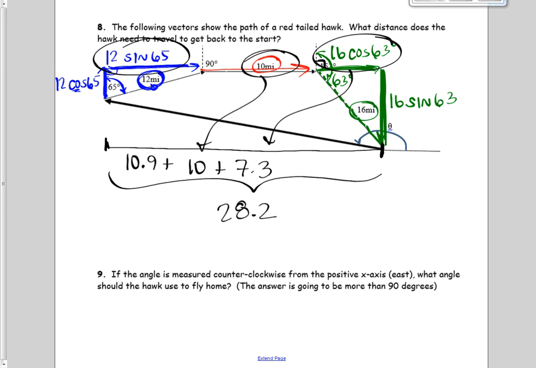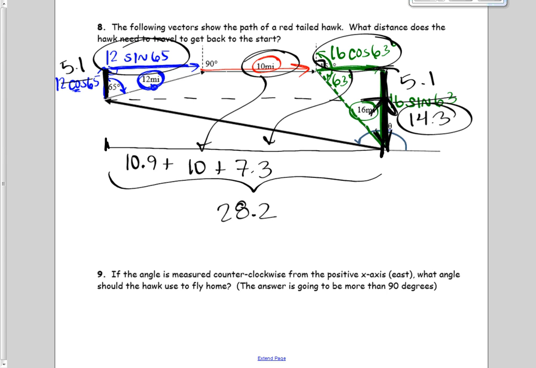And then I want to do the same idea going the other direction. I've got this 12 cosine 65. So this distance here, I could say it's 5.1. And then over here, 16 sine 63. This distance is 14.3. Well, looking at how this distance is going to compare with this distance right here, they almost match up. So this is 5.1, and that means the rest of this has got to be 14.3 minus that 5.1. I have to get this piece right in here. So 14.3 minus 5.1 is 9.2. So I know that this distance here, which is also right here, is 9.2.